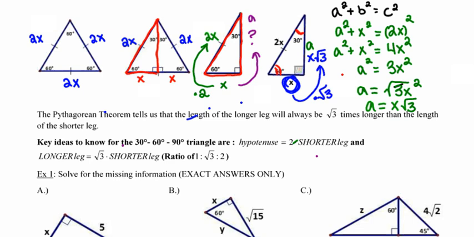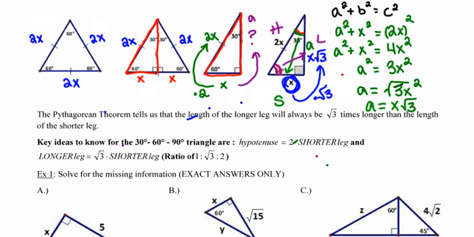I'm going to backtrack just a little bit, and I'm going to say that I know that the shorter leg is going to be opposite the smaller 30-degree angle. That's how I know that x represents the shorter leg in this right triangle. The longer leg is going to be the leg opposite the larger or 60-degree angle. And the hypotenuse, of course, is going to be the side opposite or across from the right angle.